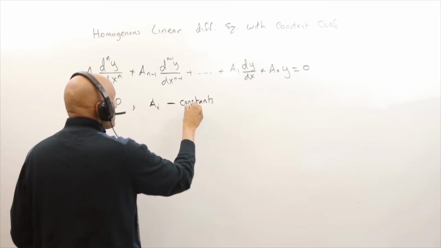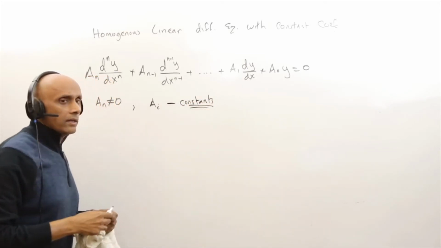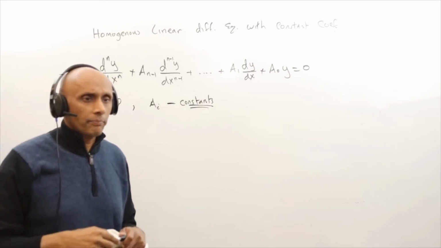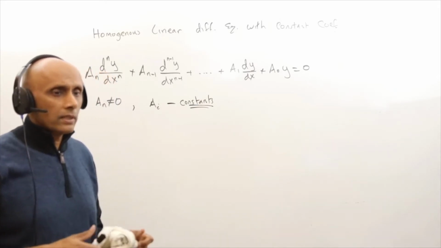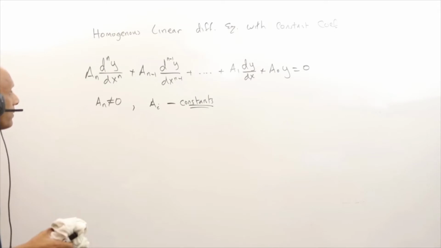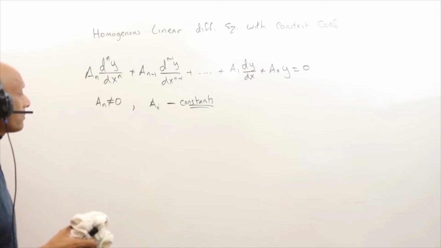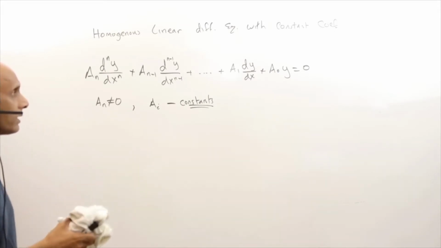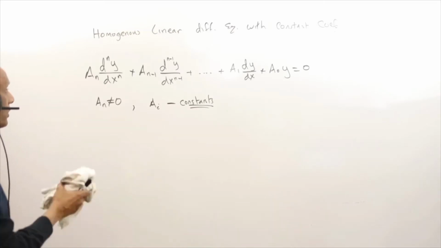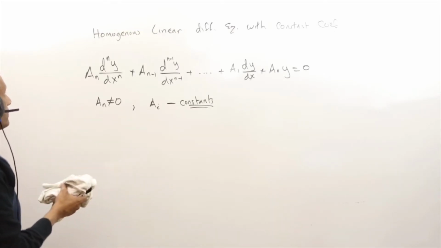Most of the constants that we'll be using in analytic mechanics are real. But if you're working in quantum mechanics, we'll actually have complex-valued constants. The procedure that I'm talking about is a general procedure for solving these equations.